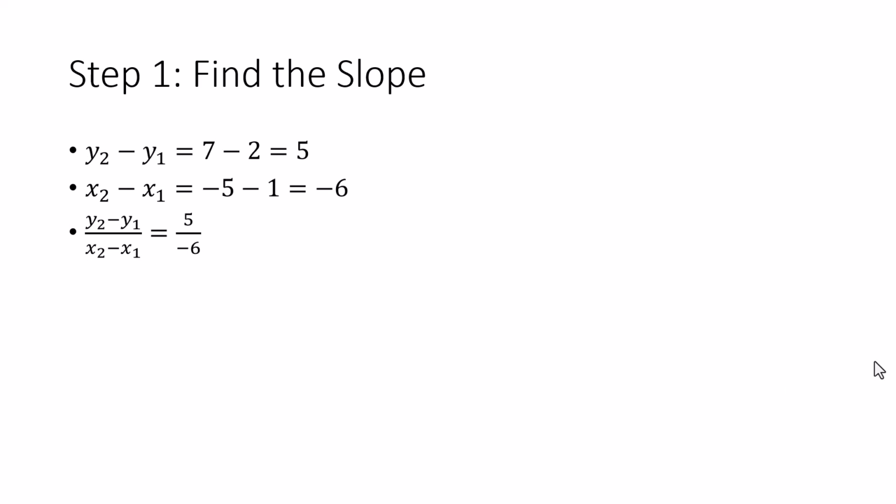y2 minus y1 becomes 7 minus 2, which is 5. x2 minus x1 becomes -5 minus 1, which is -6. Next, we form the ratio of the difference in the y values to the difference in the x values. We have 5 divided by -6.